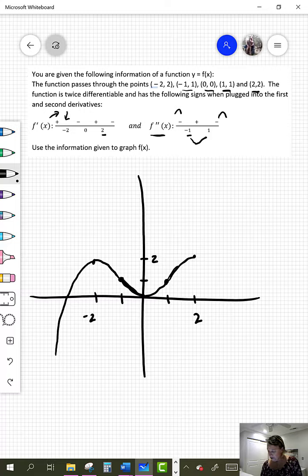When I hit x equals 2, I then see that I'm starting to decrease again. And so I'm going to come down, and it's going to be concave downwards for the rest. So you should have some sort of graph that looks similar to this. That one is worth 5 points.